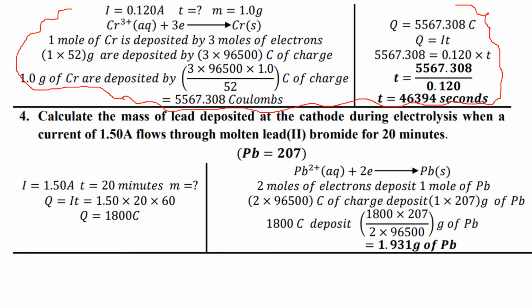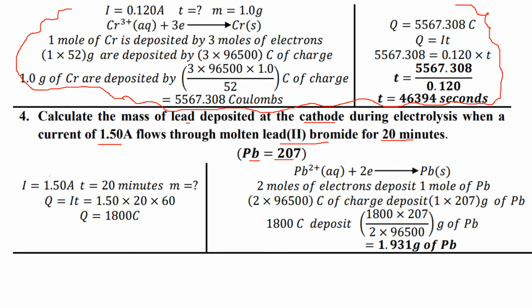Number 4 is saying: calculate the mass of lead that is going to be deposited at the cathode during electrolysis when a current of 1.5 amperes flows through molten lead bromide for 20 minutes, provided the atomic mass for lead is 207. So first is to summarize what the question has given you.